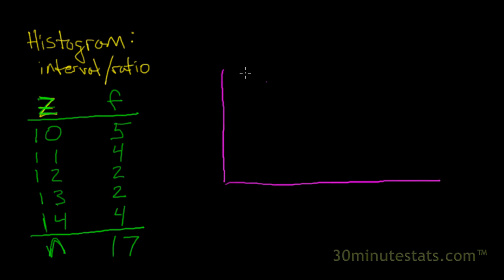And so we'll create a graph here. On the y-axis we'll have our frequencies, and we'll see that our frequencies go as high as 5. The smallest value is 2, but they go as high as 5. We'll still go ahead and start with 0 down at the bottom, and we'll say 1, 2, 3, 4, and 5. Here are our values.